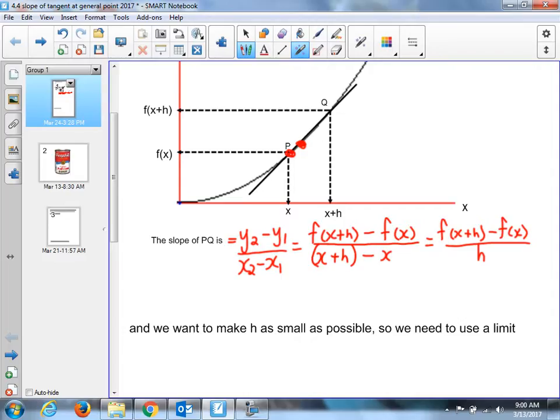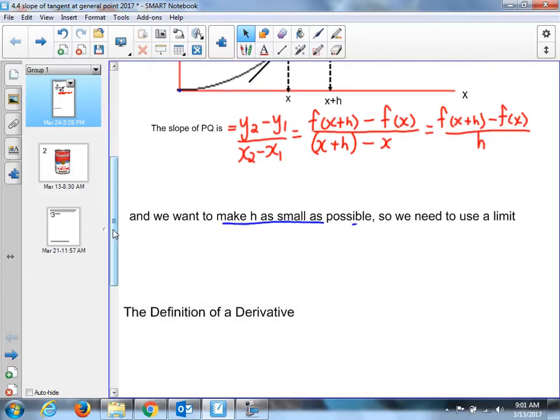And you might find it unsettling at first because with the other examples, we had actual numbers. We had 3, comma, -2, and so on. Here, we're not going to have that. We're going to have just an x expression on the top for f of x, and x minus x eliminates. We're going to have just h on the bottom. But we want to make this h as small as possible, so we need to use a limit. So this is what we're going to have here.